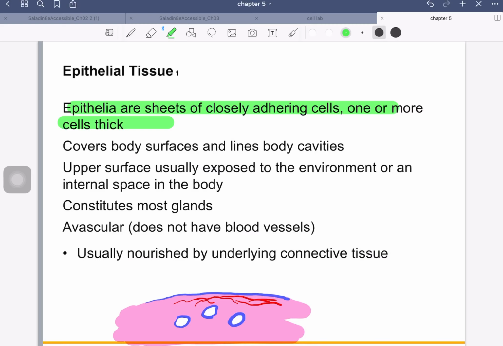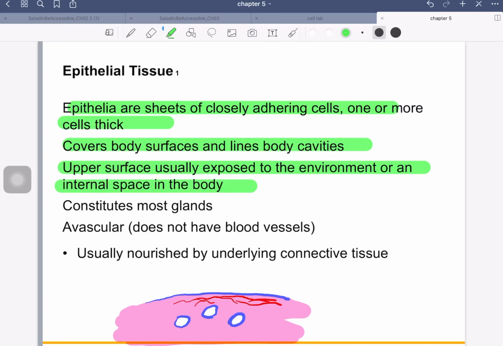Where do we find them? Well, they cover body surfaces like your skin, or they line body cavities or tubes. So really, epithelial tissue faces either the outside world or faces into a space. And the upper surface is usually exposed to the environment or the internal space in the body.